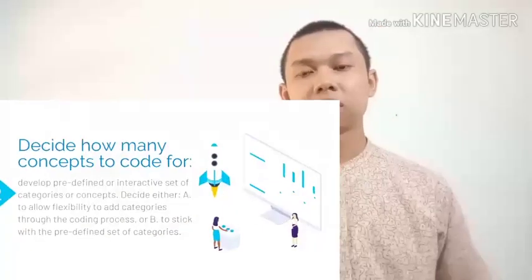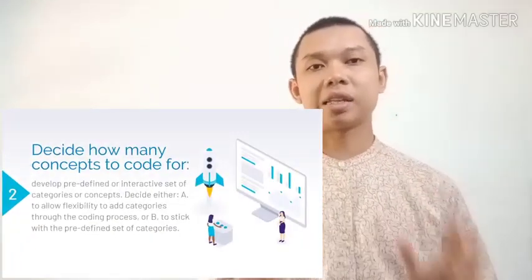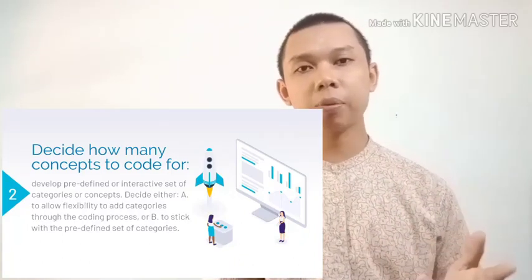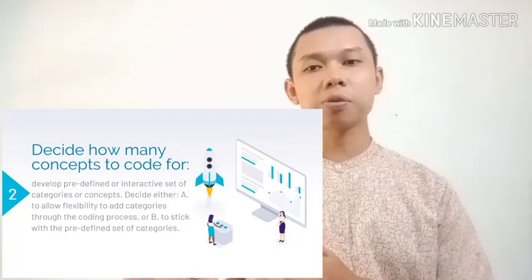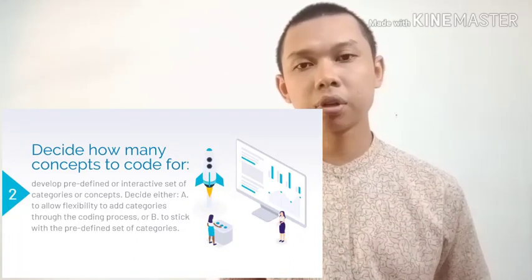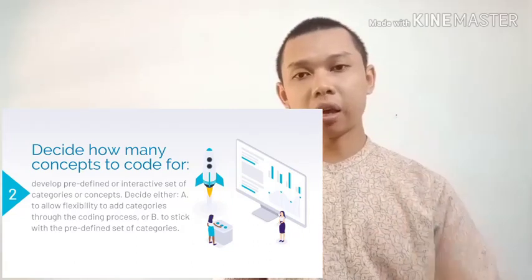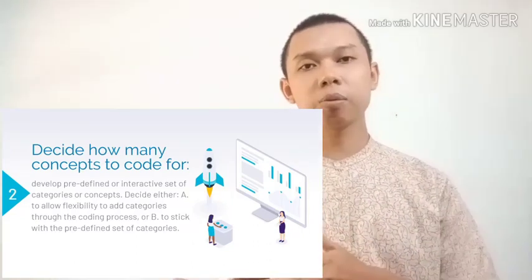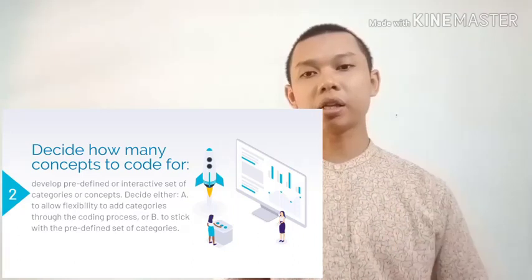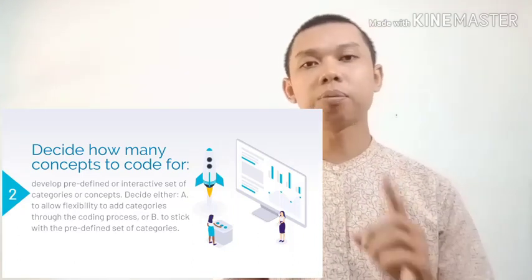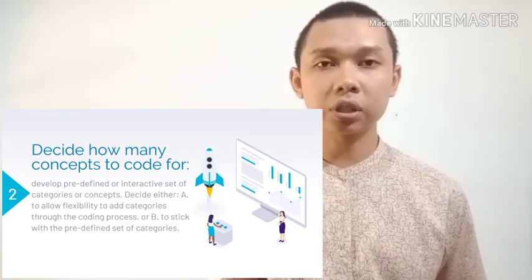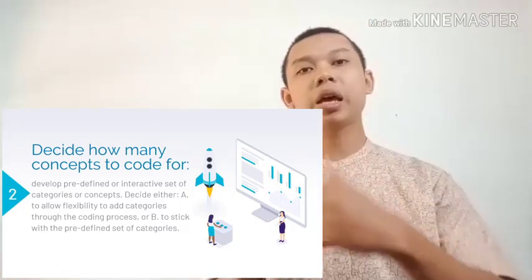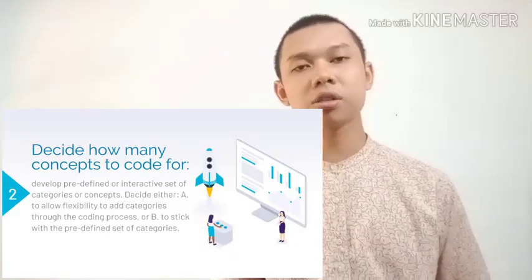And then the second step is to decide how many concepts to code for. Develop a predefined or interactive set of categories or concepts. Decide either A, to allow flexibility to add categories through the coding process, or B, to stick with the predefined set of categories. I would like to explain these two options here.